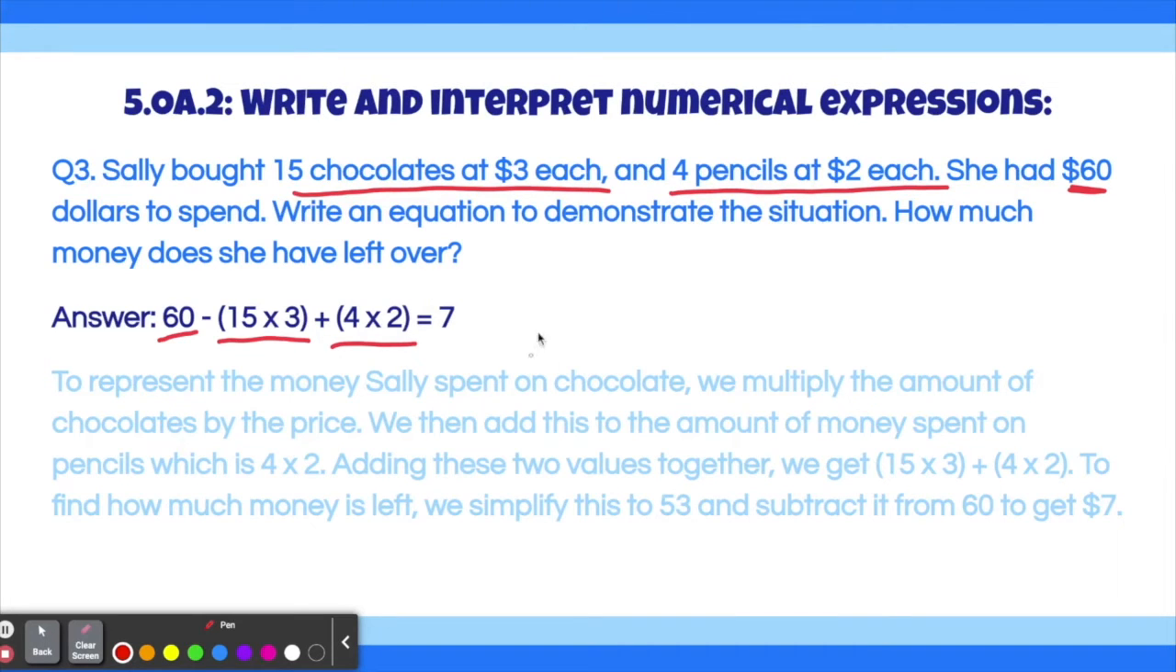To find the answer to this equation, all we have to do is evaluate this using PEMDAS, right? So we have 60 minus, and then in the parentheses, 15 times 3 equals 45, right? And then we also have 4 times 2 equals 8, okay? So we do 60 minus 45 minus 8, and we can simplify this to 53 minus 8? That gives us the answer of 7, which is how much money she has left over. So that is the answer.